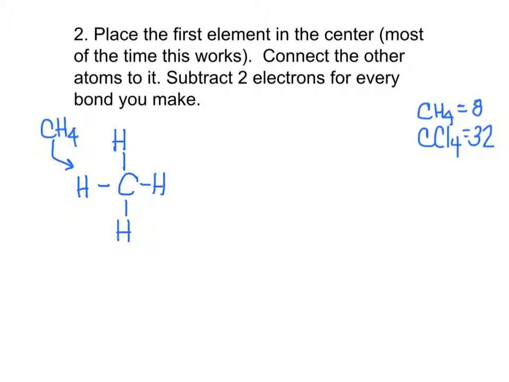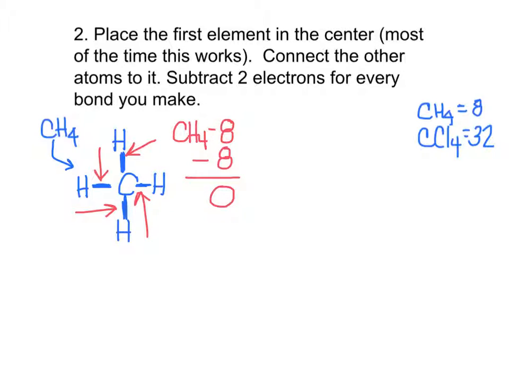Now remember that a line represents a bond, and that a bond represents one shared pair of electrons, in other words 2 electrons. So we're now going to subtract the electrons that we have placed so far in this compound. So this is going to be 2 electrons, 4, 6, 8. We have placed 8 electrons. So if we go back to our methane, we had 8 to place. We've placed 8, and we have no electrons left over.